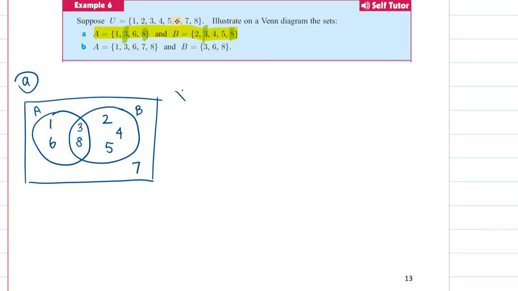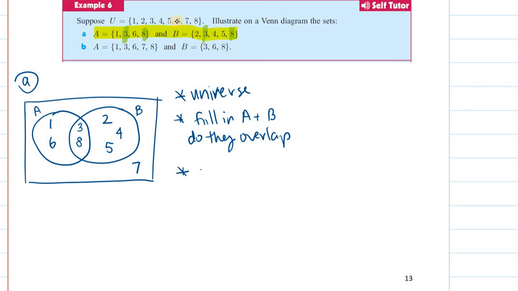Okay? So we're going to draw our universe. Then we're going to fill in A and B, asking ourselves, do they overlap? And then we're going to check the universe to make sure that all of the numbers have been accounted for. Okay, that being said, let's do part B.